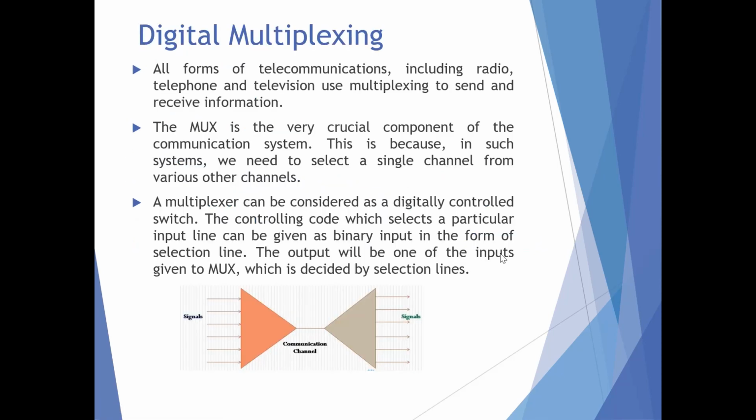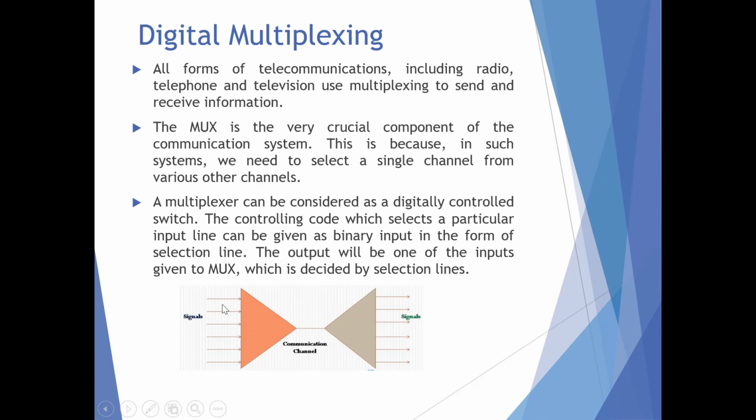So first we will see what is digital multiplexing. All forms of telecommunications, including radio, telephone, and television, use multiplexing to send and receive information. The MUX is a very crucial component of the communication system. This is because in such systems, we need to select a single channel from various other channels. A multiplexer can be considered as a digitally controlled switch. The controlling code which selects a particular input line can be given as binary input in the form of selection lines. The output will be one of the inputs given to the MUX, which is decided by the selection lines.